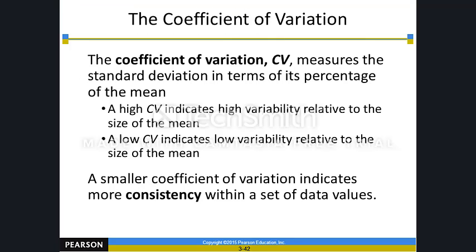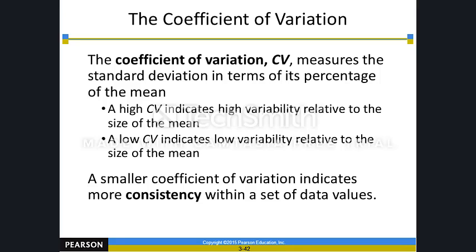So now we'll talk about a concept known as the coefficient of variation. What is coefficient of variation? Simply, it is expressing your standard deviation as a percentage of your mean. So it measures the standard deviation in terms of its percentage of the mean. So standard deviation divided by the mean is what is going to give you your coefficient of variation.